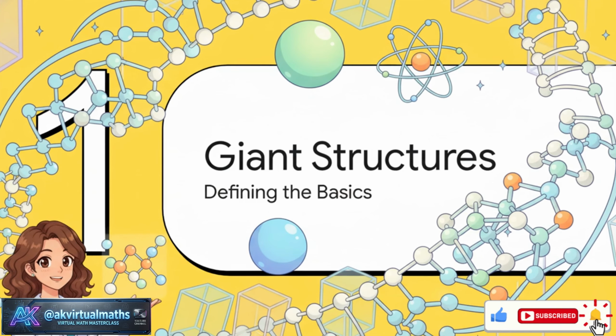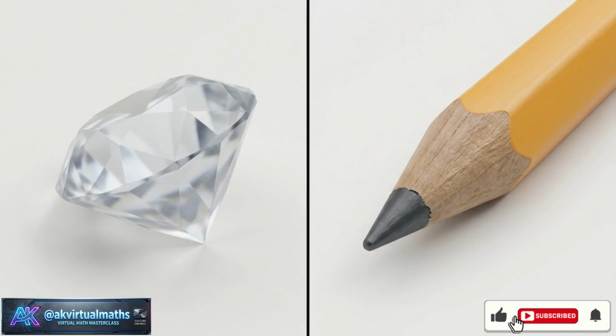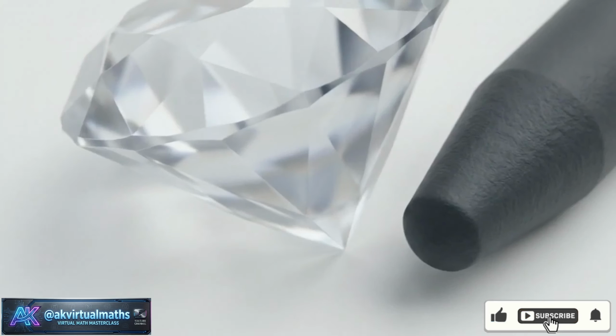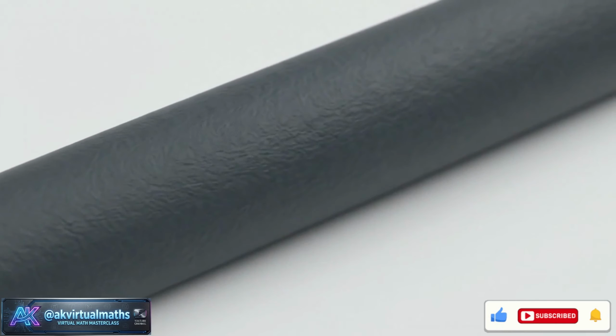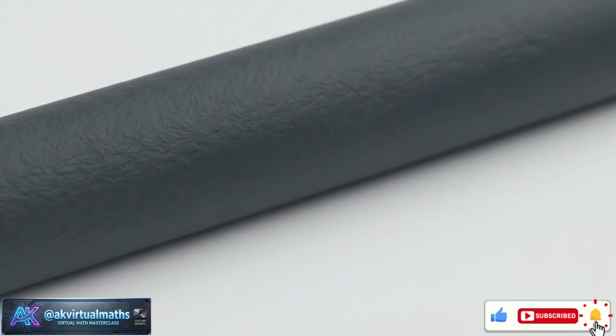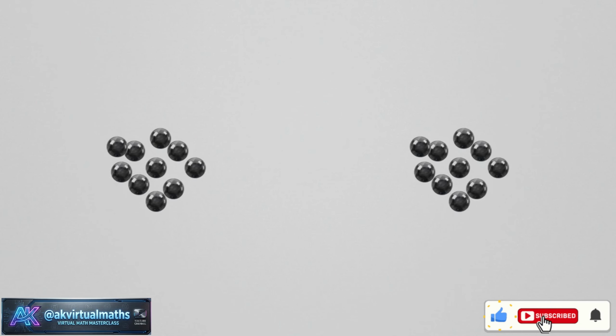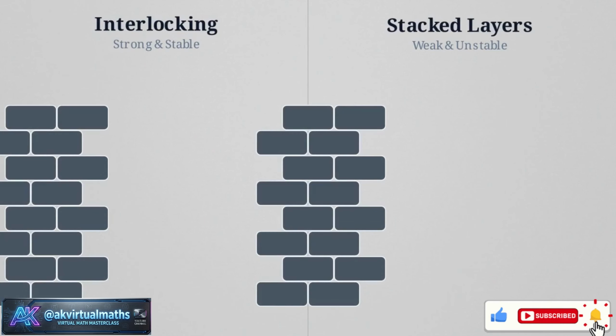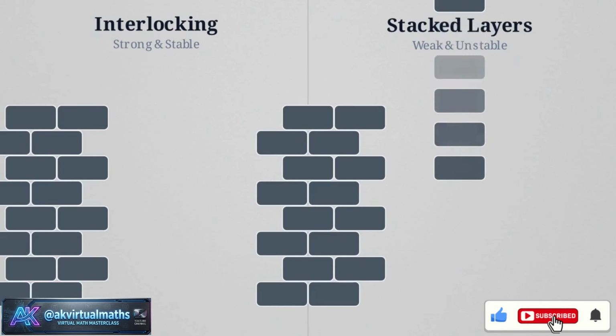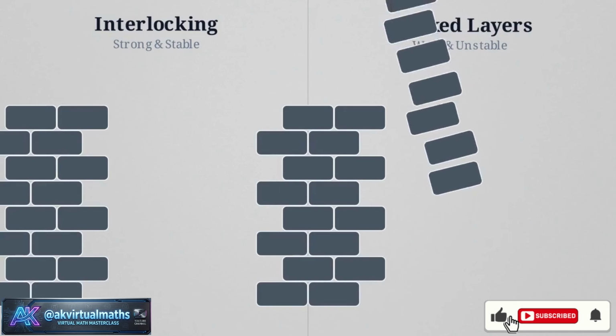Let's kick things off by locking down a couple of key chemical terms you're absolutely going to need for your exams. Take a look at these two objects, a sparkling diamond and the lead inside a standard wooden pencil. They look and feel entirely different from each other, yet both are made entirely out of the exact same ingredient, carbon atoms. Their unique traits come down to how those carbon atoms are connected. Think of the atoms like identical plastic building blocks. You can snap the exact same pieces together to build a strong, solid wall, or you can stack them lightly to make a tower that easily tips over.